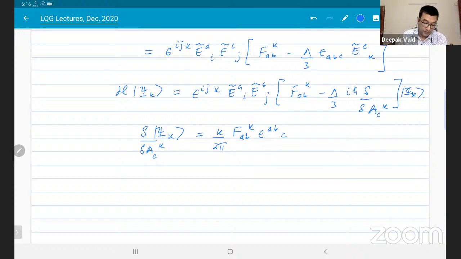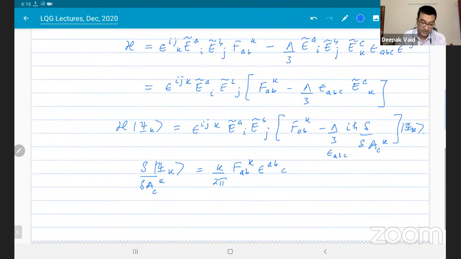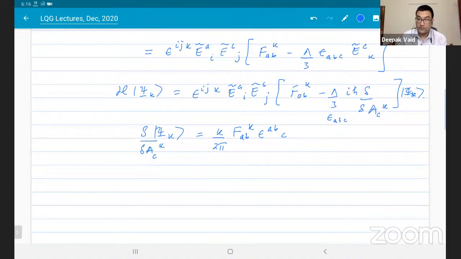So when you put this back in here, the epsilon will cancel out, right? And you'll have this extra factor of ABC, right? So that also I should put here ABC. So this ABC and this one, they will contract. You'll get some delta functions. You'll be left with another copy of F, which will cancel out this copy.